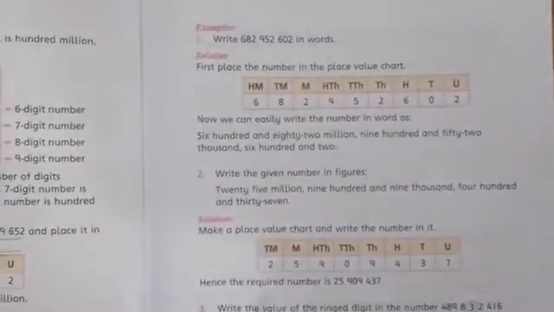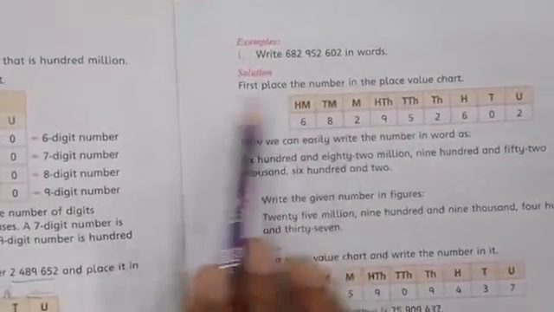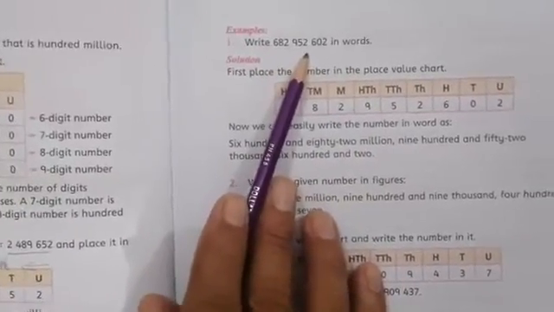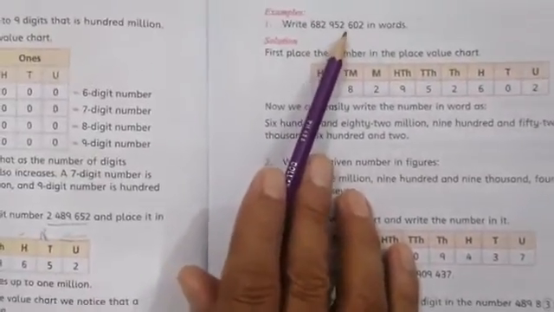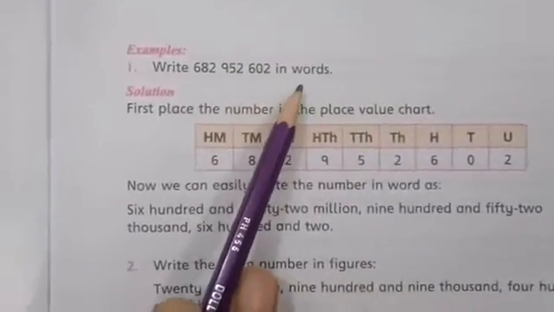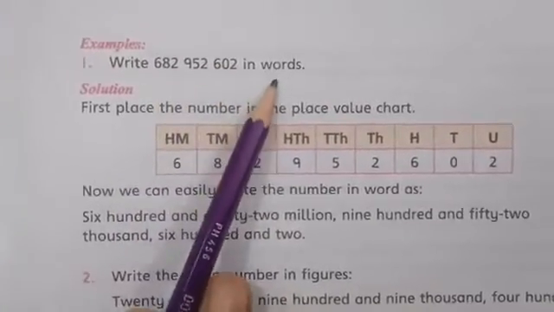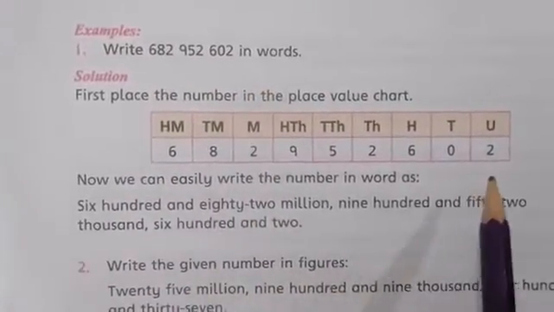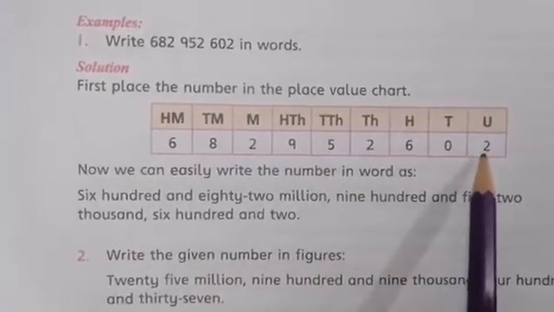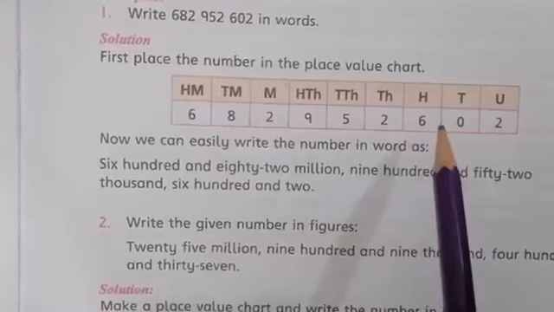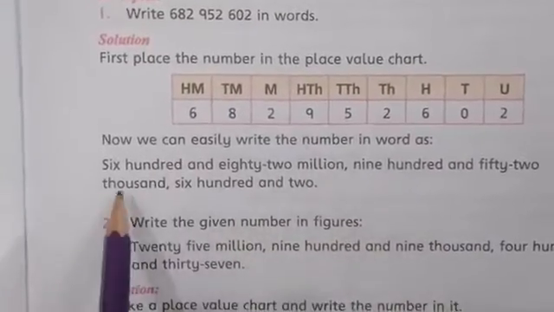Okay, now we go to page number 3. There are some examples given that are different from this. Here the numbers are given in the standard form, and we have to write them in words. So standard form we will write in words. This is how the place value chart is given. How do you write this number in words? This is an example that is solved already.